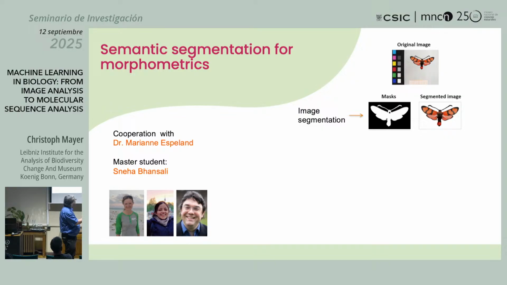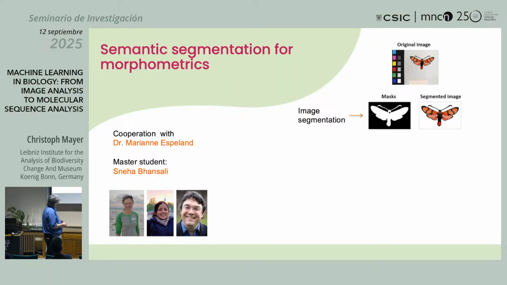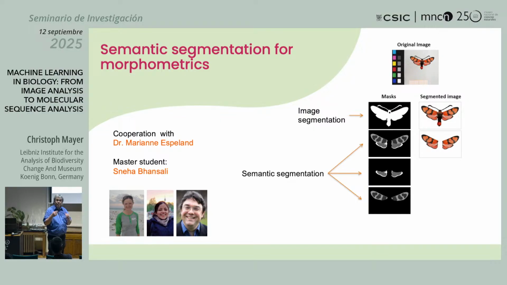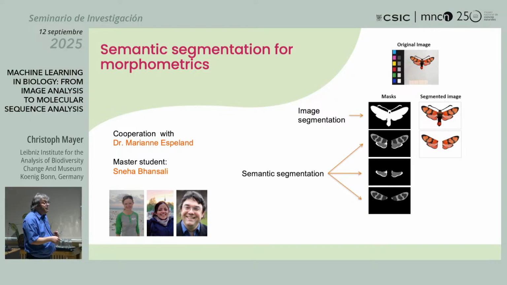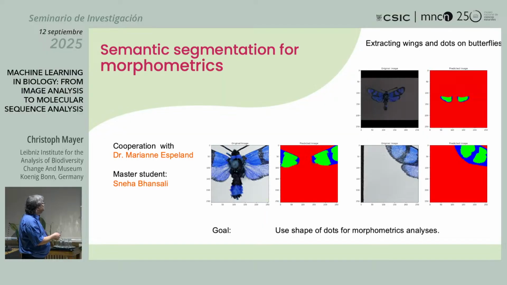So this is the segmentation mask and the segmentation image, but we can also use it to extract different features of the butterfly. We can train it to only find the wings and extract everything else. We can train it to only find the back wings or the hind wings or the forewings. So we can train a neural network that extracts these features. So these are the forewings and back wings. So we can even train it to identify the spots on the wings here.